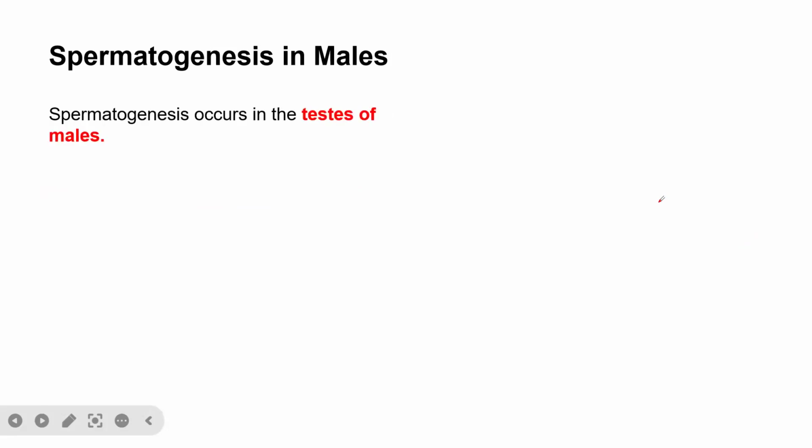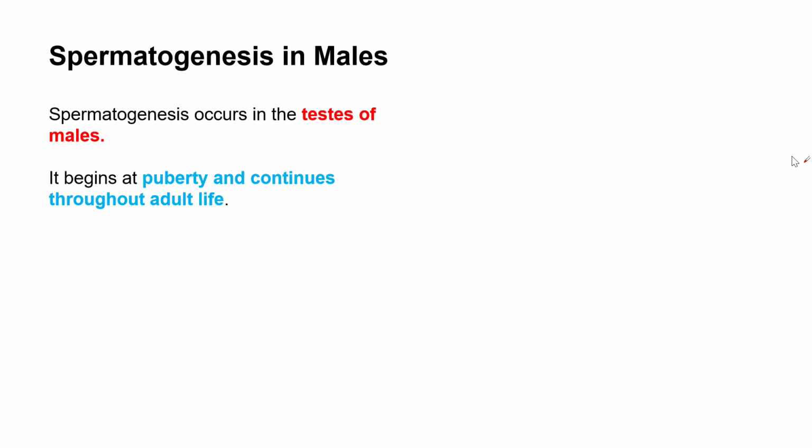Spermatogenesis occurs in the testes of males, and it begins at puberty and continues throughout adult life. That is why it started. So it starts from puberty, that is, at the level of maturity, and continues throughout adult life. It means that once you are matured, spermatogenesis will continue throughout life, especially in the case of males.